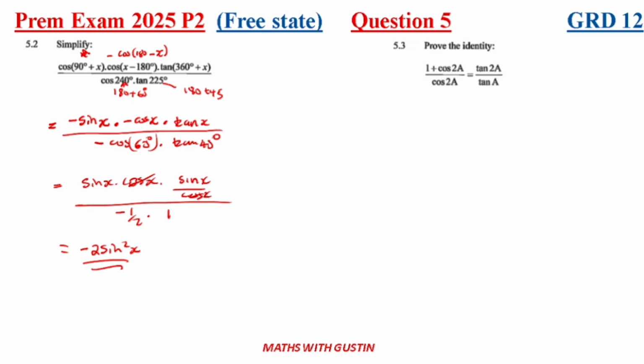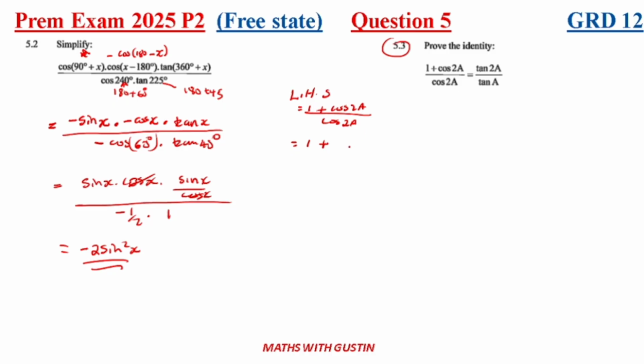Right, moving right along. 5.3. 5.3 said prove this identity. Okay, so this one, guys, you can see even this side needs a little bit of simplifying, but okay, now let's tell the examiners that we're going to start on the left hand side. Okay, we have got 1 plus cos 2a all over cos 2a. All right, so simplify this.